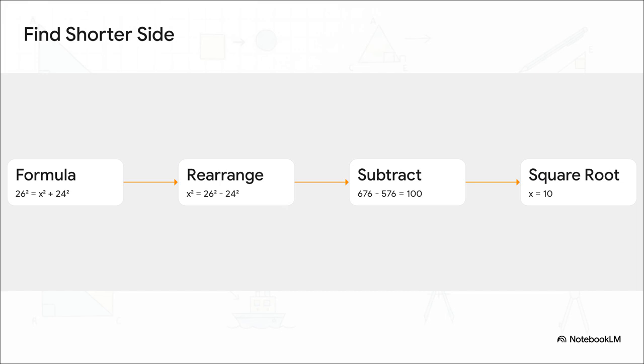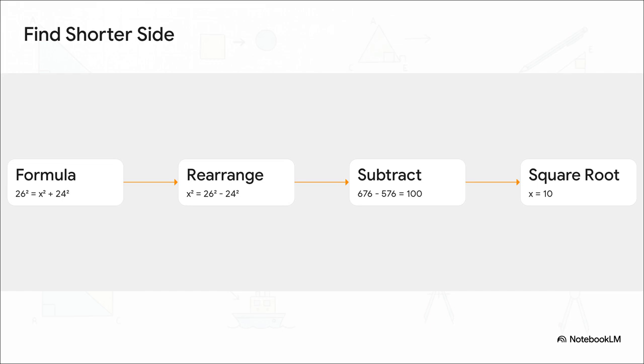Now, what if we already know the hypotenuse, but we're missing one of the shorter sides? In this case, the hypotenuse is 26. One side is 24, and the other side is x. Step 1, we write out our formula. 26 squared equals x squared plus 24 squared. Now, step 2 is the trick. To get x squared all by itself, we just rearrange the formula by subtracting. So x squared equals 26 squared minus 24 squared. Step 3, do the math. 676 minus 576 gives us 100.